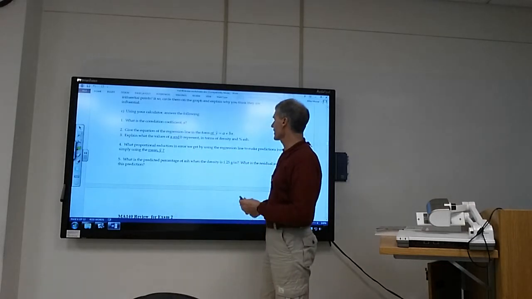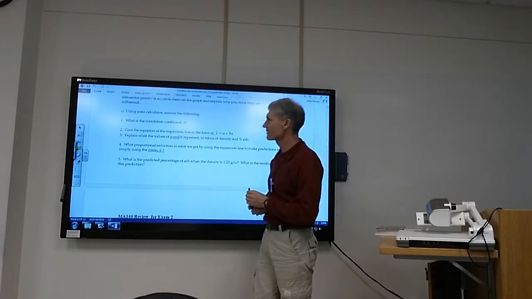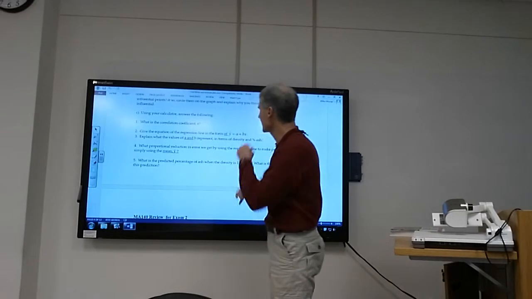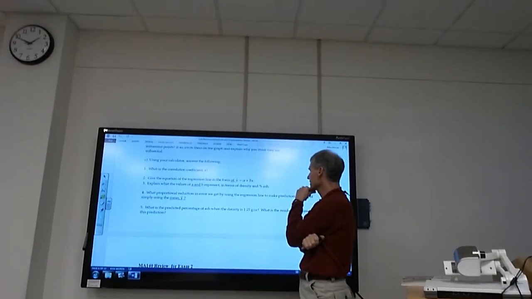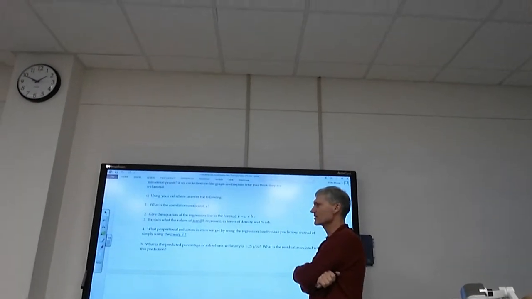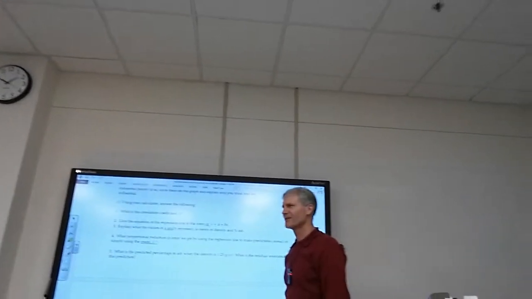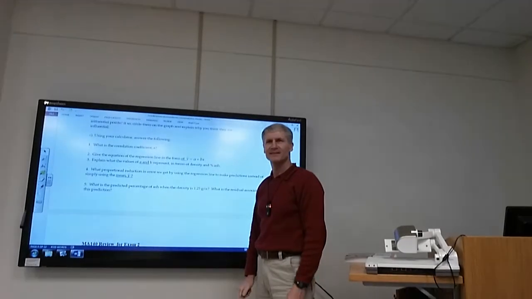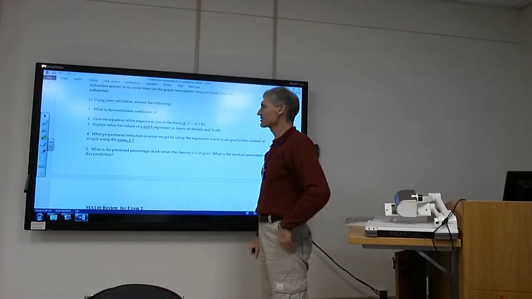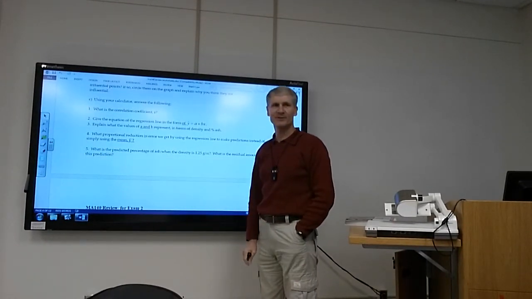Proportional reduction in error. The proportional reduction in error we get by using the regression line to make predictions instead of simply the mean y bar. What is that? That's r squared. Right? That's r squared.